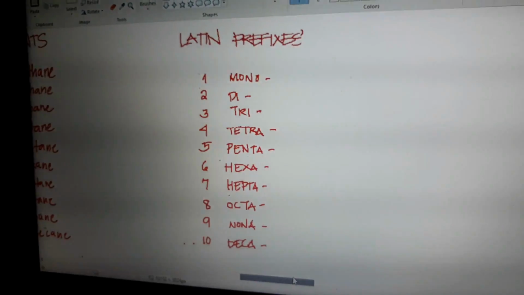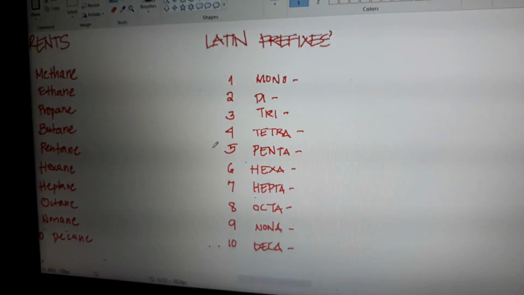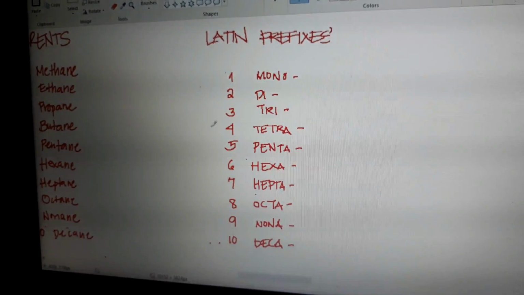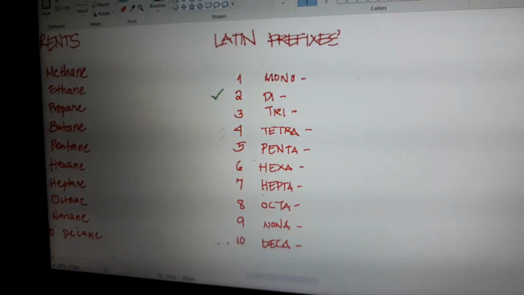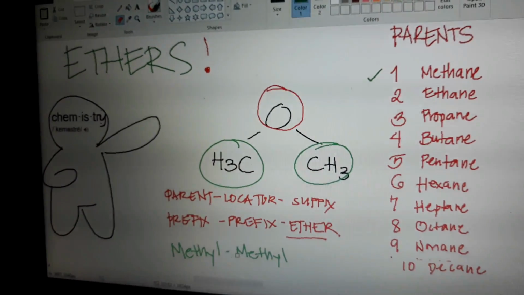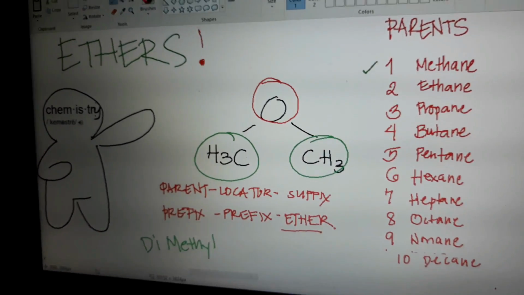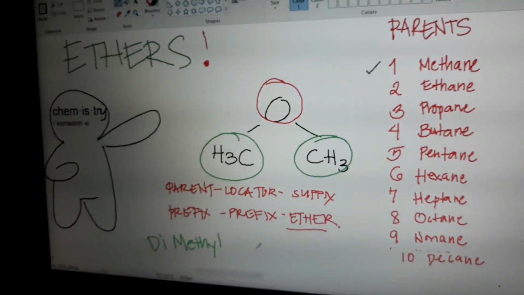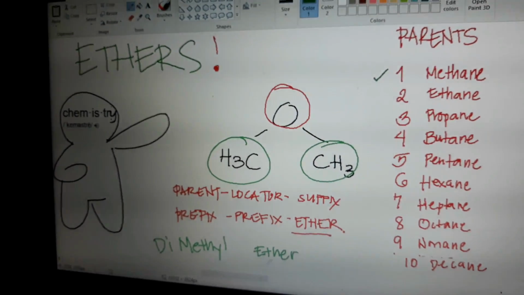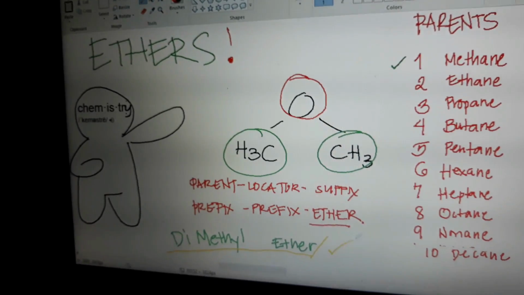Let's go to our Latin prefixes chart. We have 1 for mono, 2 for di, 3 for tri, 4 for tetra, 5 for penta, 6 for hexa, 7 for hepta, 8 for octa, 9 for nona, and 10 for deca. And since we only have 2 methyl groups, we will use the prefix di. So instead of saying methyl, rather what we should be saying is dimethyl. Now it sounds more correct. And instead of adding a suffix at the end, we just simply add the word ether. So this molecule is simply dimethyl ether. It's that simple.